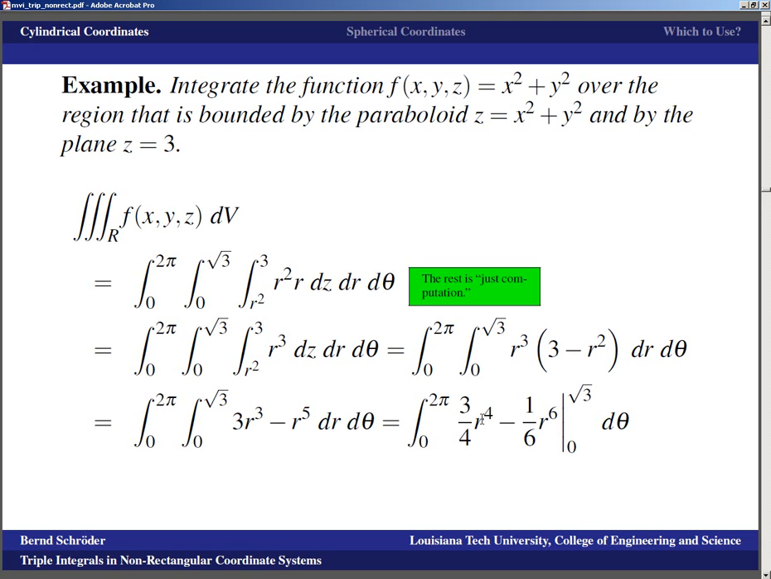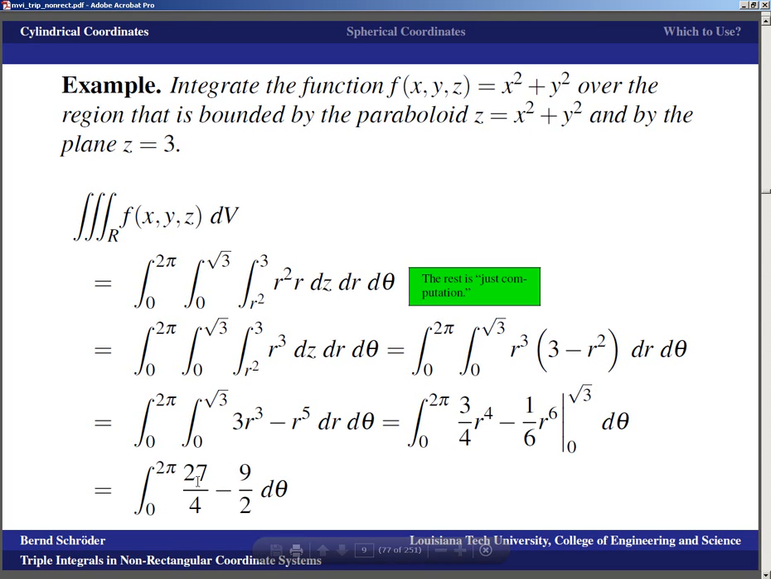Wait. Root 3 to the 4th. Yeah, 27 over 4 is right. Root 3 to the 6th. Well, let's see. Root 3 squared gives me a 3 that cancels, so we end up with 9 halves here. 27 over 4 minus 9 halves should be what we get there. Yes. Integral 0 to 2, 27 over 4 minus 9 halves.